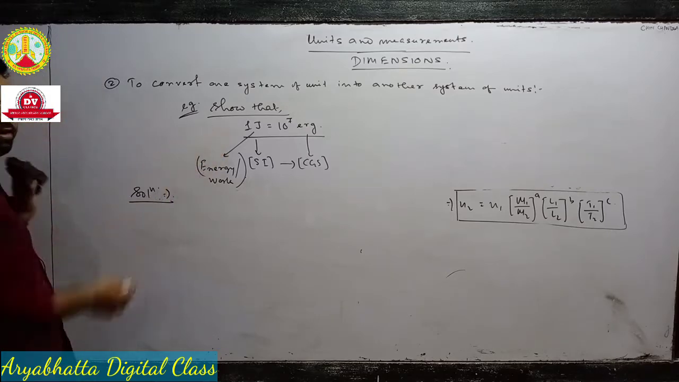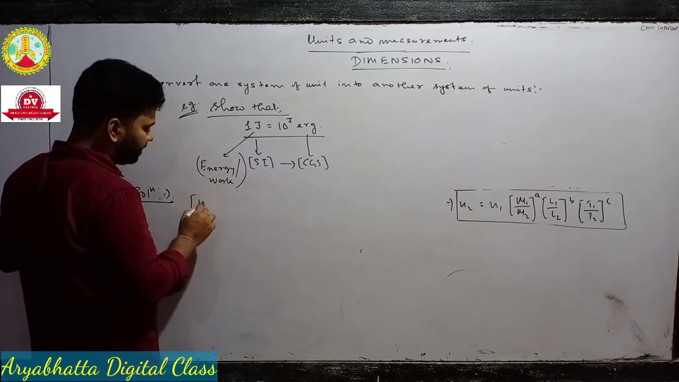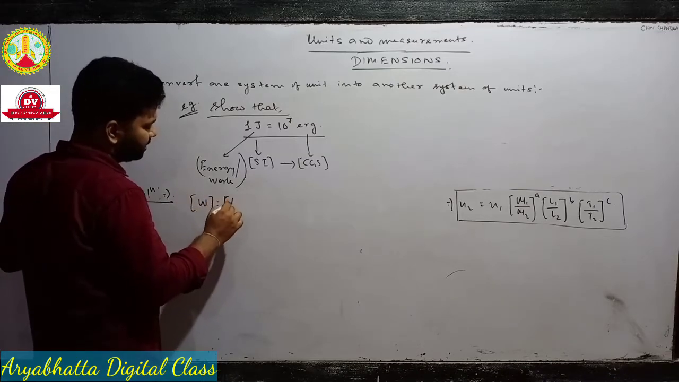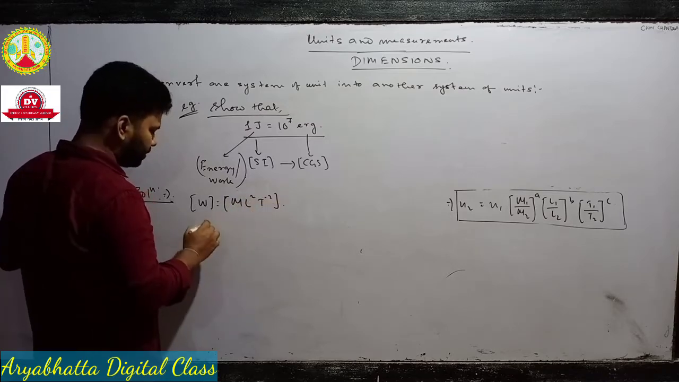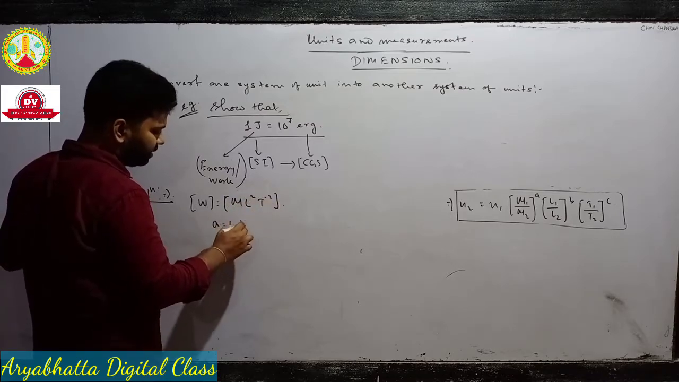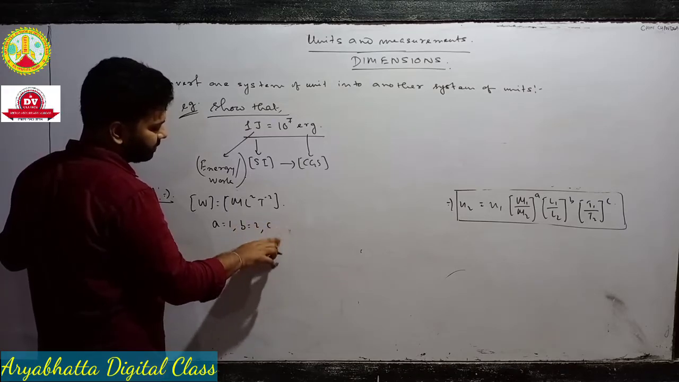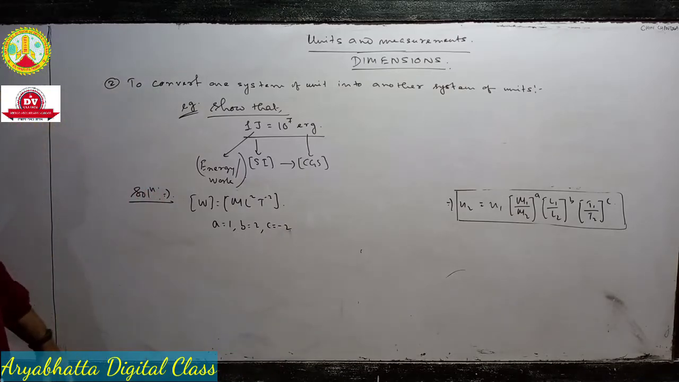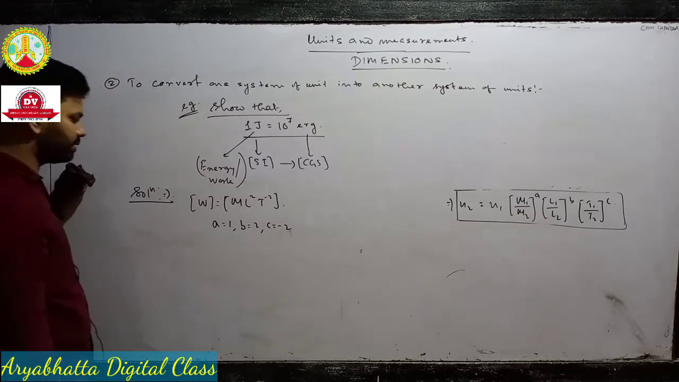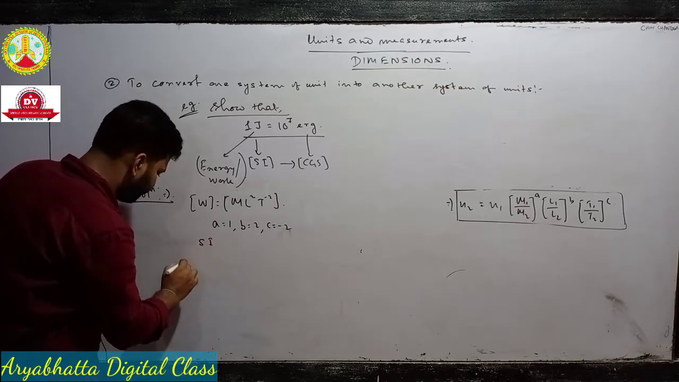So this is the unit of work done. First you have to find out the value of a, b and c. Work done is M L2 T minus 2. So the value of a is 1, b is 2 and c is minus 2. Okay, a is 1, b is 2, c is equal to minus 2. Done. So we have to convert from SI.